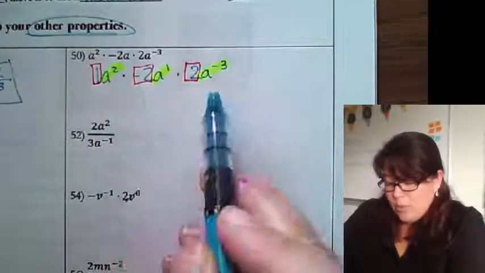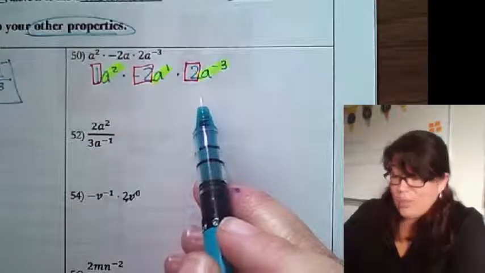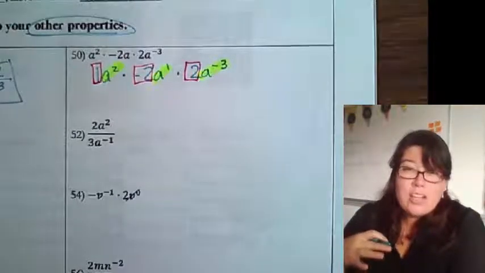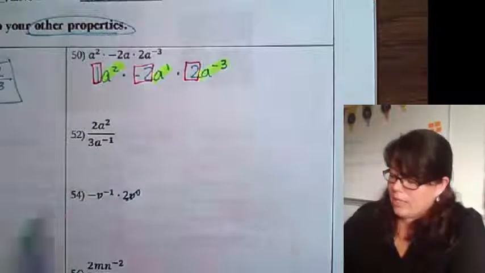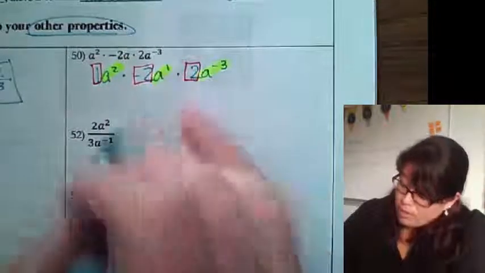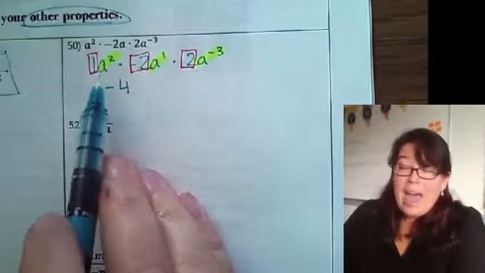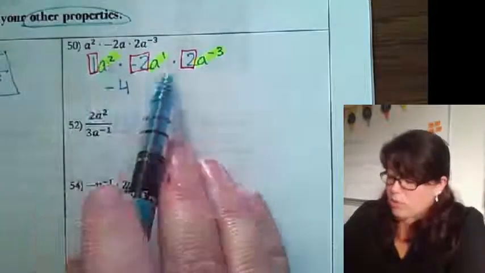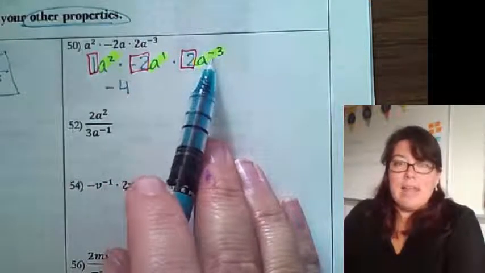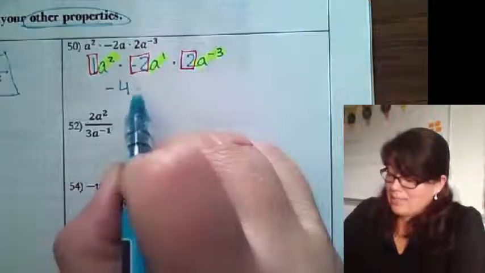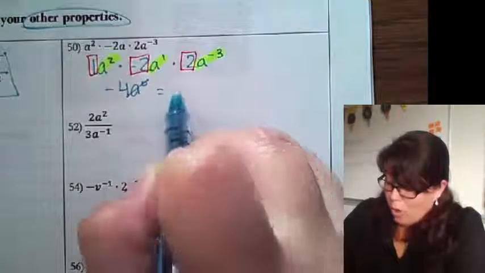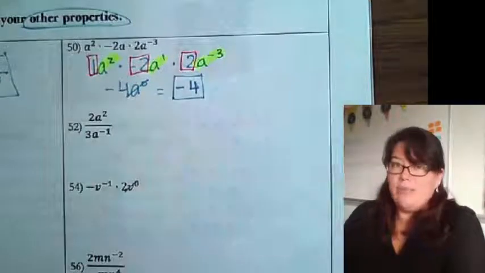But before I deal with this and turn it into a fraction, which would be kind of messy, I'm going to see if I can work with my other properties first, just because I think it'll be a little bit simpler. So let's see. 1 times negative 2 is negative 2 times 2 is negative 4, so negative 4. And then I add up my exponents. So 2 plus 1 is 3, plus negative 3, wait a minute, a positive 3 and a negative 3 is 0, which means my base completely disappears, and this whole big messy problem is just negative 4.